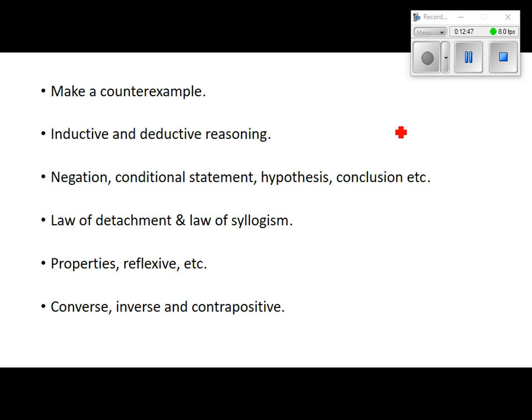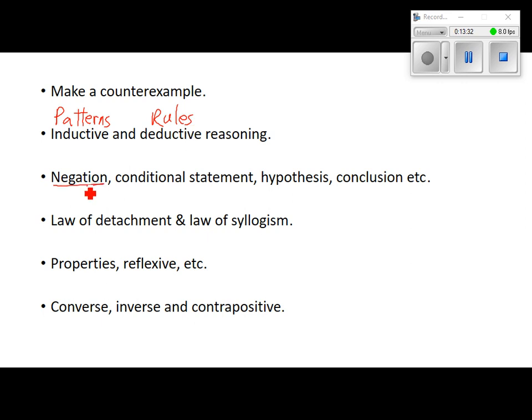Next one, counterexample. Anybody remember what a counterexample is? Something that proves something wrong. A statement that shows that some statement's not always correct. One word for inductive reasoning, one word. What's inductive reasoning use? One's about rules and one's pattern. Patterns, rules. Inductive's patterns, deductive's rules.